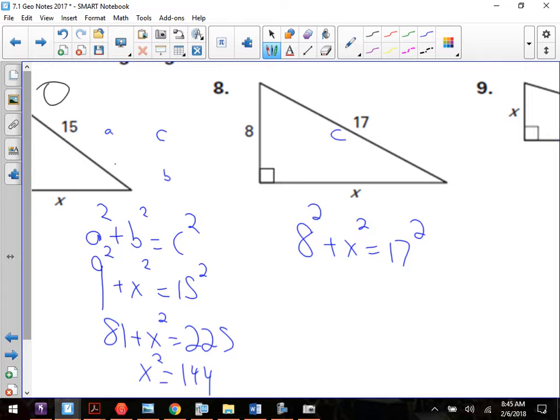Notice the triangles. Do you remember the biggest side is across from the biggest angle? You know that from last semester. In a right triangle, the 90 degree angle is your biggest angle. That's why the hypotenuse will always be the biggest. So again, you get 64 plus x squared equals 289. Is that right? You get x squared is 225. Square root it, and you get 15.